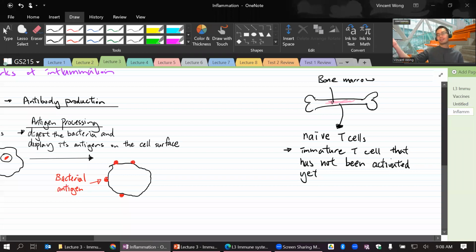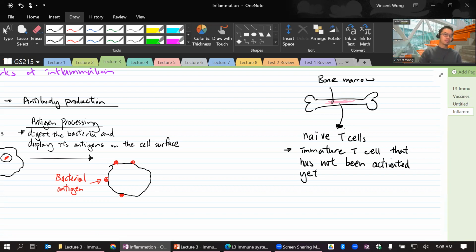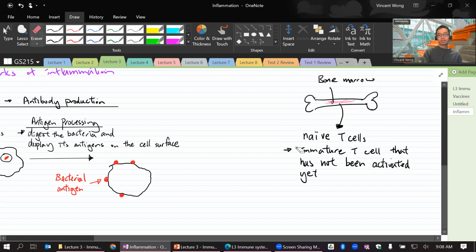Okay, they don't know anything. They are naive. That's how I describe my kids. Oh, so naive. You haven't seen the world. You don't know the dangers of the world. Naive T cells, in a similar way, have not been activated. They haven't met the dangerous pathogens of the body. They cannot fight. They are naive. Okay, immature T cells.